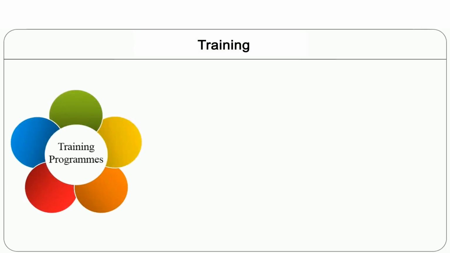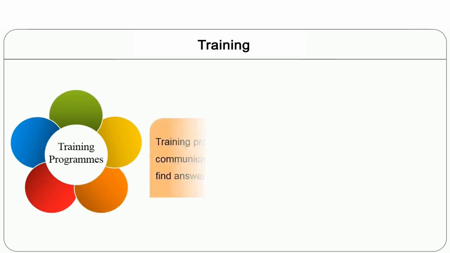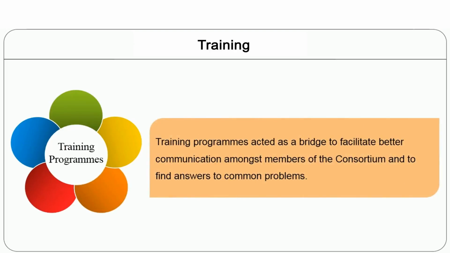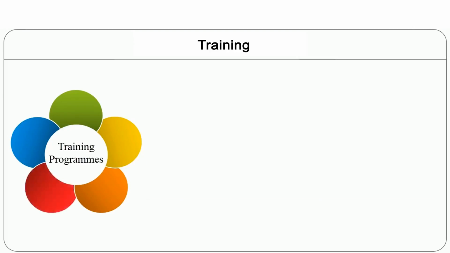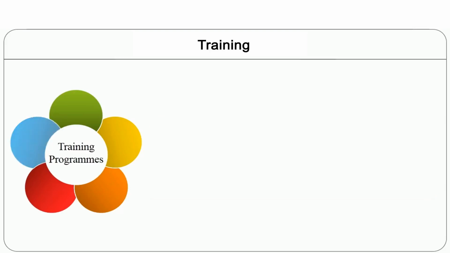Then training. Training programs were a crucial requirement that the consortium had to fulfill to facilitate optimum use of the subscribed resources. Training programs act as a bridge to facilitate better communication among the members of the consortium and to find answers to common problems. Such programs made users competent to conduct their own searches effectively. Proper training made library staff competent to enable them to provide quality services.